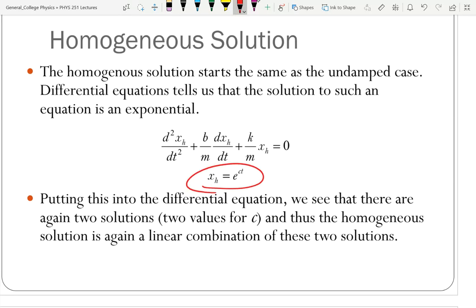And so I'm going to plug in the derivatives we already did. So I'm going to have c squared x sub h plus c b over m x sub h plus k over m x sub h equals 0. I substituted, we already did those derivatives of x sub h, right? Because it's the same x sub h for the second order linear differential equation. The c can be different, of course, but it's the same form. What should I do now to solve for c?